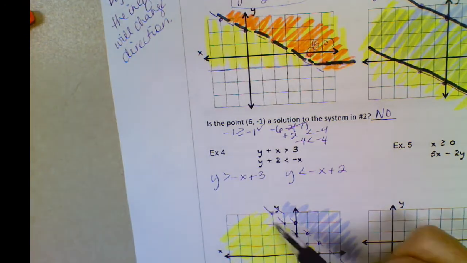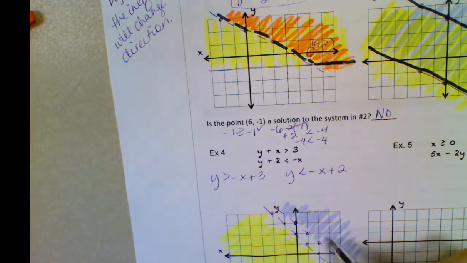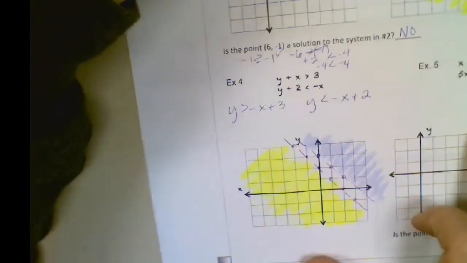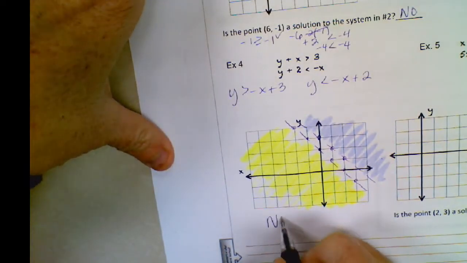Channel in between. There's no overlap. There's no area where the purple and yellow coexist, so that is a no solution.